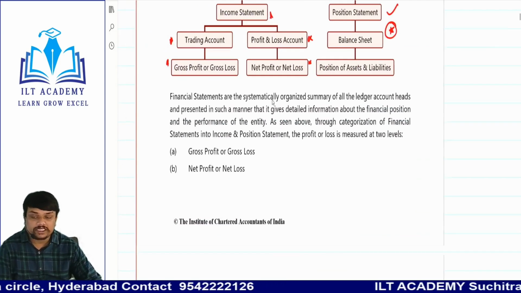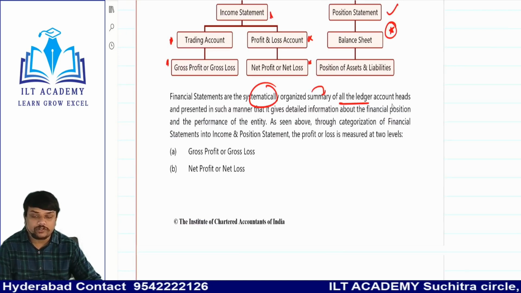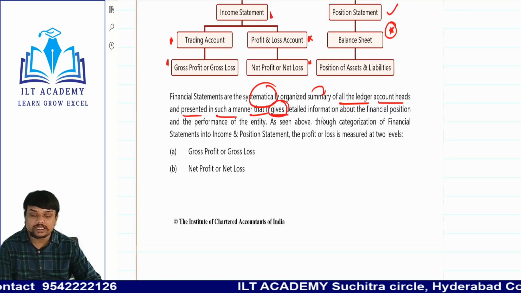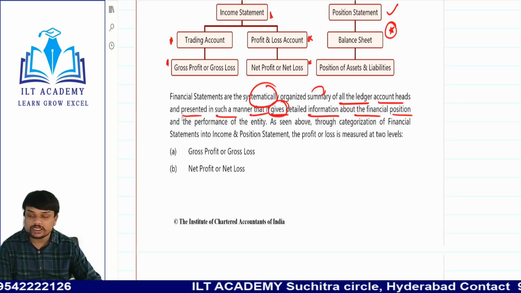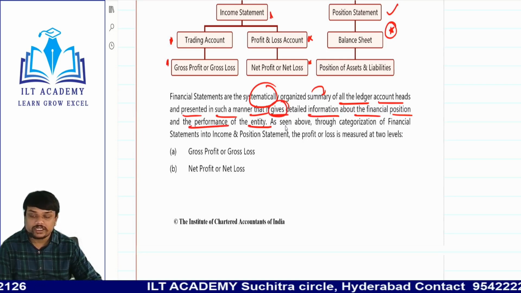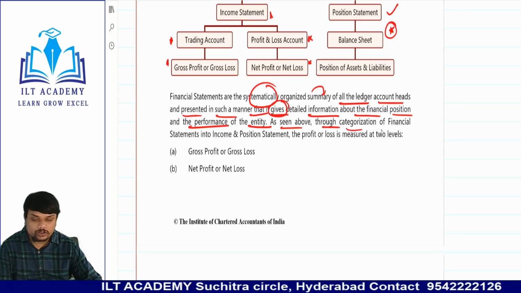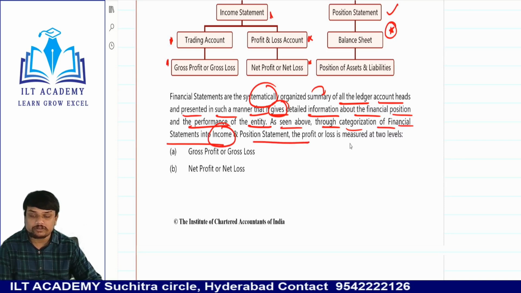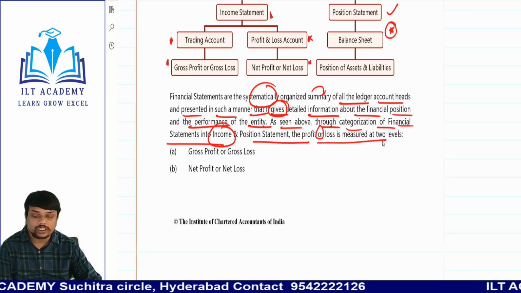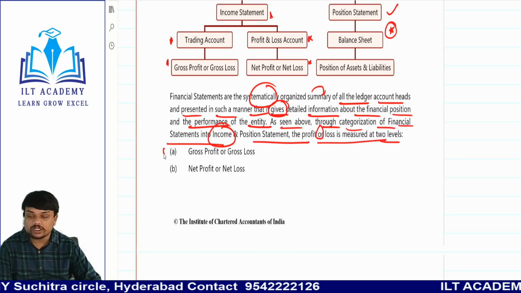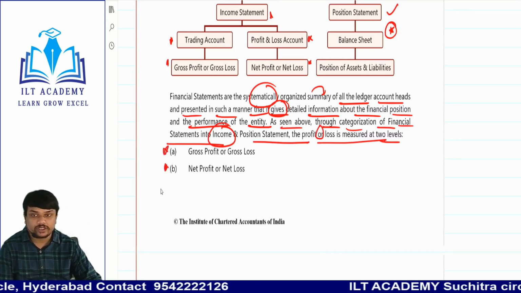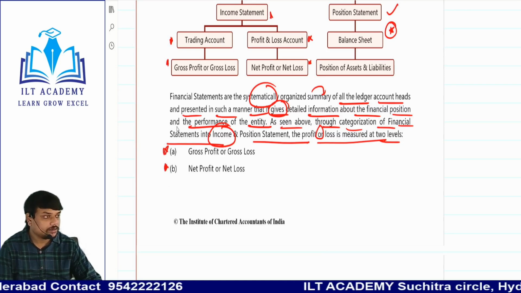Now financial statements are the systematically organized summary of all the ledger accounts, presented in such a manner that it gives detailed information about the financial position and the performance of the entity. As seen above, though categorized into income and position statements, the profit or loss is measured at two levels. One is gross profit or loss, and another one is net profit or loss. Got it?